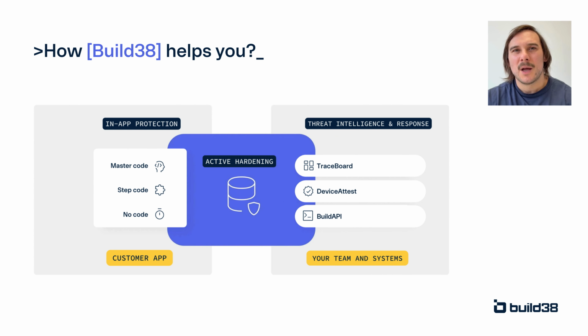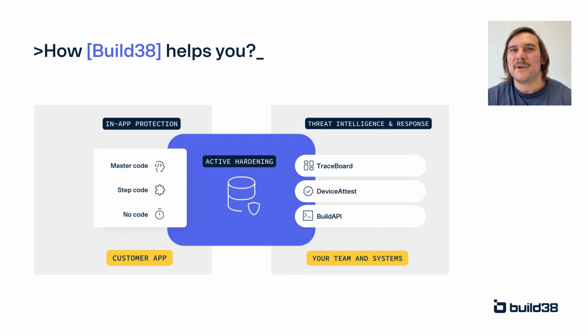One important point to highlight is that security with Build38 is scalable. Depending on your resources, your timeline, and how urgent your protection is, we offer different types of integration. We start with no-code integration, a post-compile solution that allows teams to quickly add protection without changing the app source code. Then we have the low-code integration, where protection is added directly inside the app with minimal development effort. And finally, full-code integration, which offers the highest level of customization for more advanced use cases.